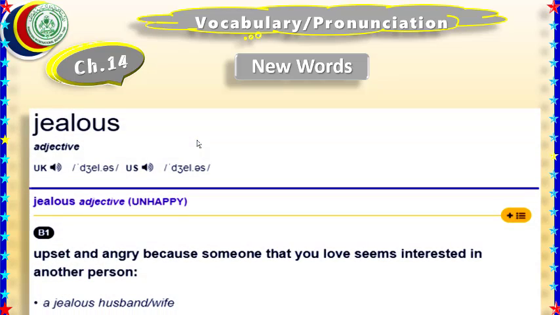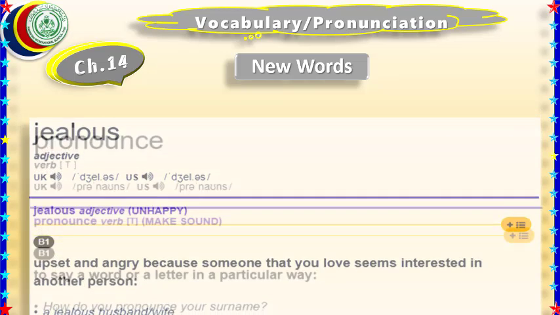This is jealous. Jealous is an adjective and it means upset and angry because someone that you love seems interested in another person. There can be any other reason also, but the meaning is the same.